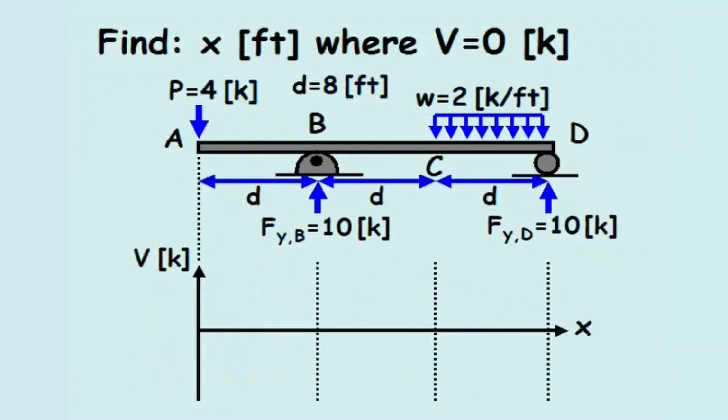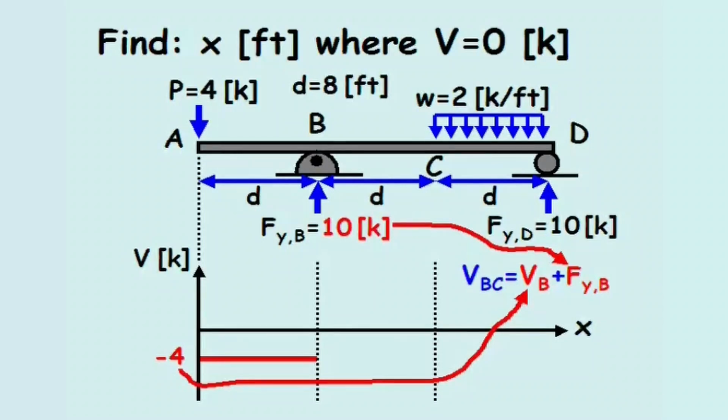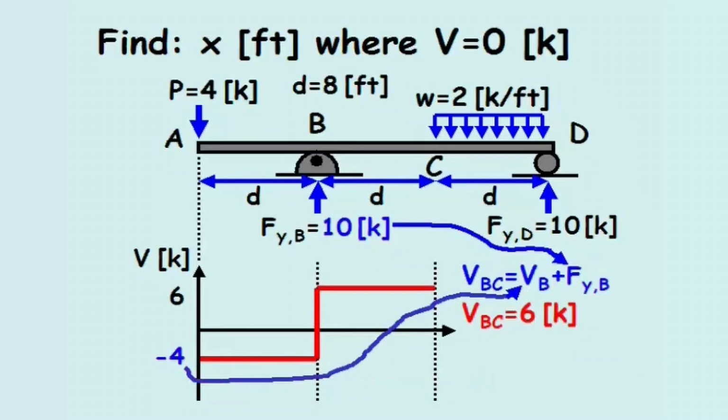Returning to the shear diagram, we'll begin at point A, at the left end of the beam, and sketch the shear profile along the beam. Since the point load P is the only force acting on the beam from point A to point B, the shear force over this length is -4 kips. The shear force between joint B and point C equals the shear force between A and B plus the vertical reaction force at joint B, which equals 6 kips.